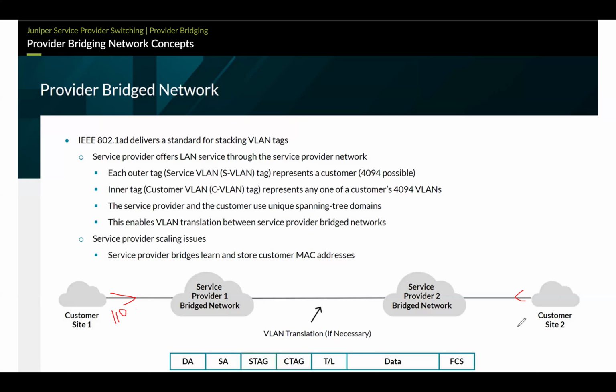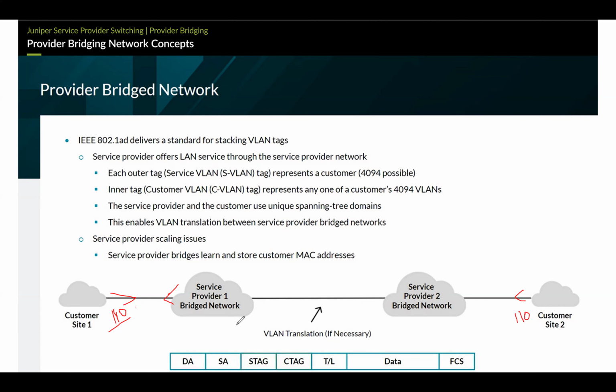On the other side, they use the same VLAN 110. Okay, so this is a single VLAN. For this VLAN, the service provider creates it on their base network and also requests service provider 2: please create VLAN 110 and allow it on your base network so that customer site 2 can communicate with site 1.